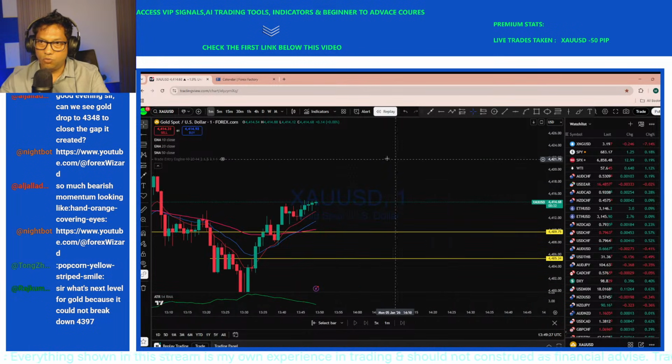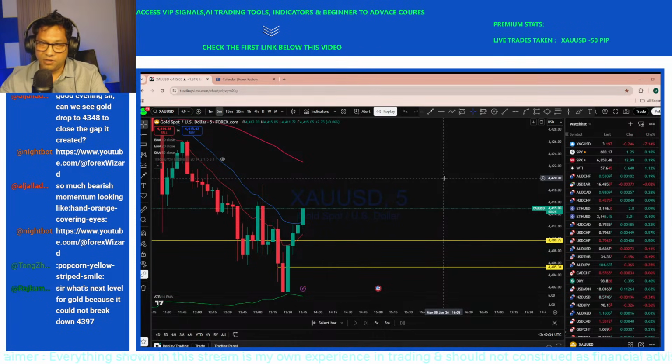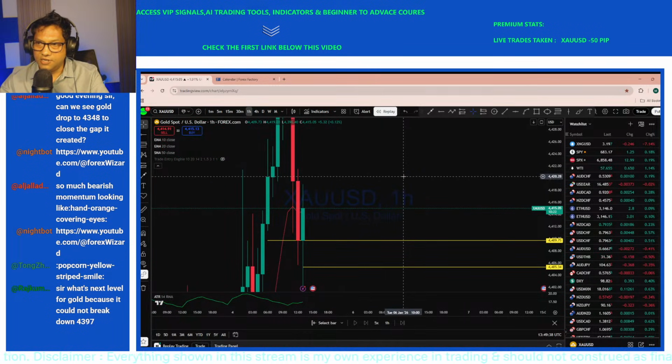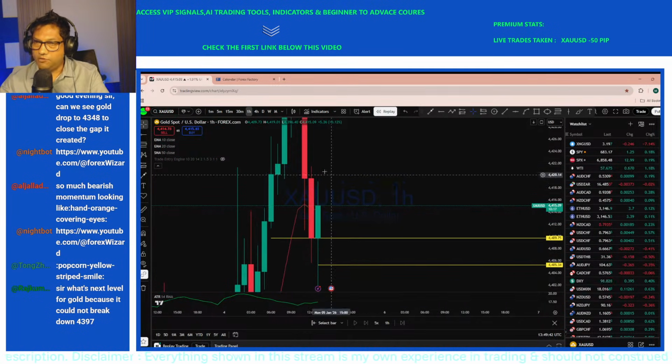So I'm almost prepared to potentially buy back to the upside after a price action confirmation here in this market. So eventually in that area, looking for an entry.